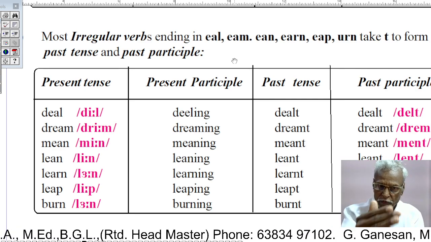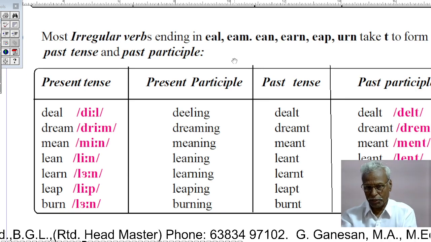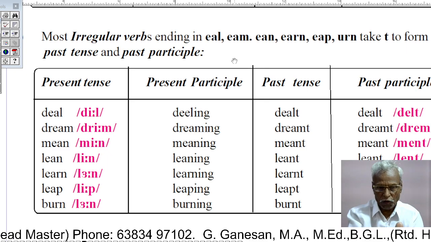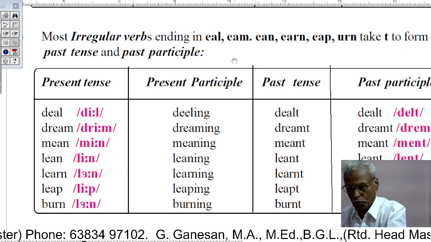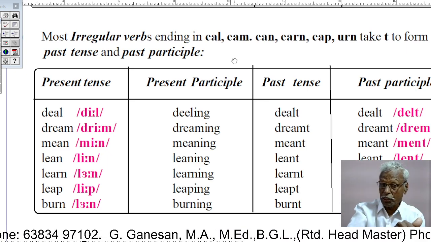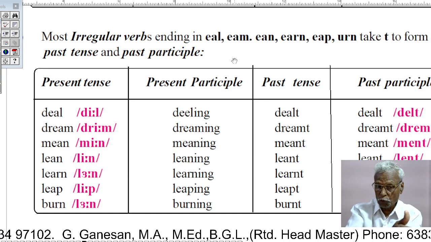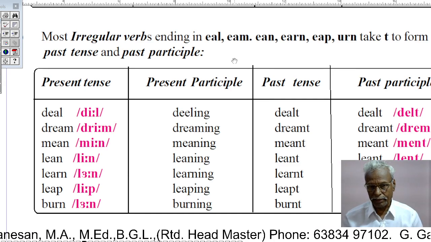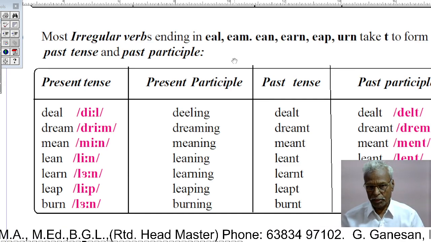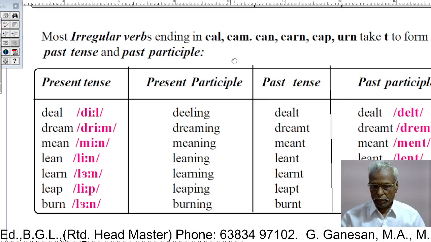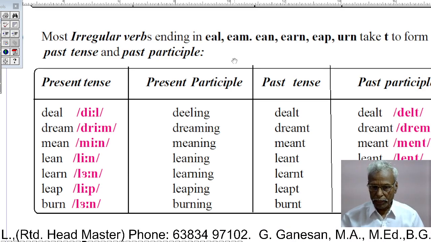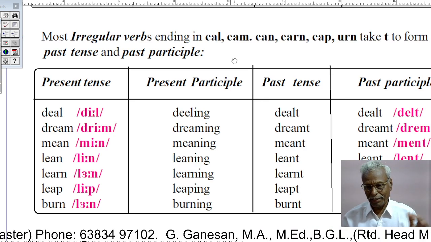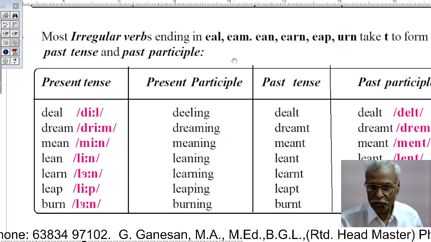For all the verbs, the pronunciation is the same. But for the words that end in RN, the present form pronunciation would be followed in the past tense and past participle. But regarding other irregular verbs, the long form would be reduced to short form. Deal, dealt, dealt. Dream, dreamt, dreamt. Mean, meant, meant. Lean, leant, leant. Leave, left, left. But learn and burn: learn, learnt, learnt. Burn, burnt, burnt.